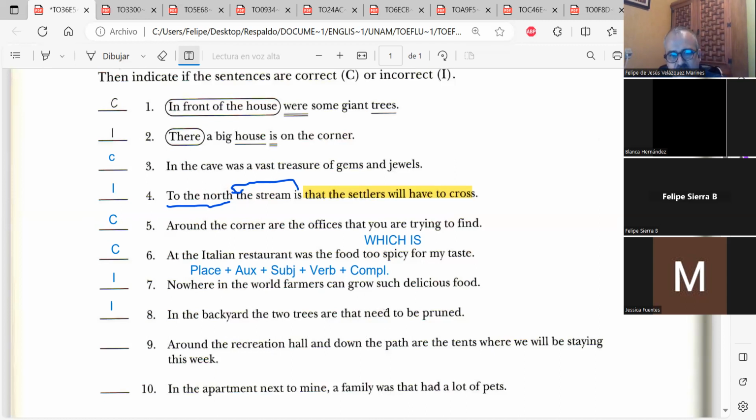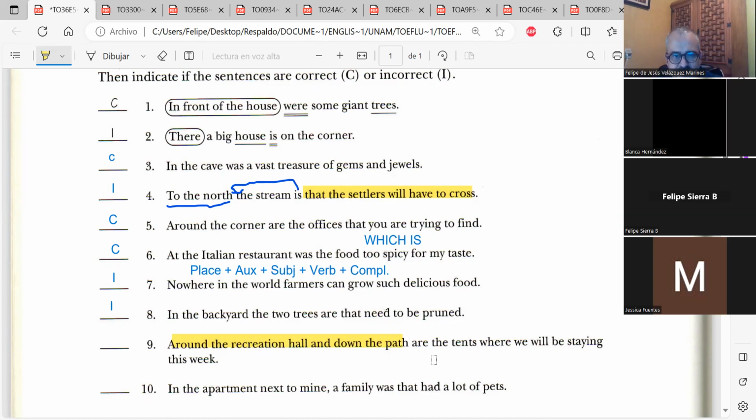Okay, so around the creation hall and down the path. If we continue with the subject verb inversion, it's okay. Are the tents where we will be staying, or we can put a comma. If you notice, all of this is a very long place just to confuse you.